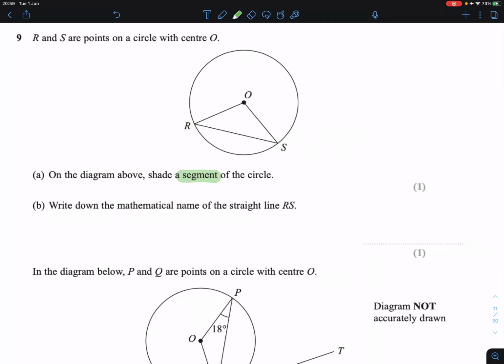So there are two answers to this. We have this in here as being a segment, one side of that chord, or technically you could shade everything that is in this, and that would be the other side of the chord. Then that would technically class as the major segment, and this in here would be the minor segment, but either of those would get you the marks.